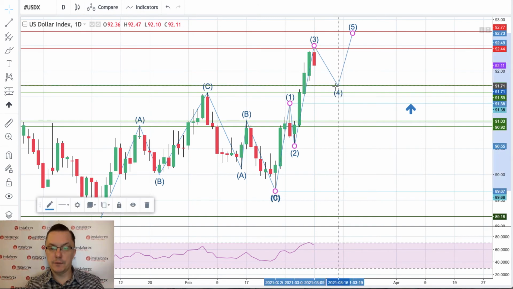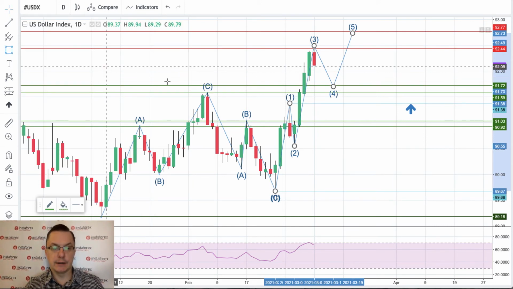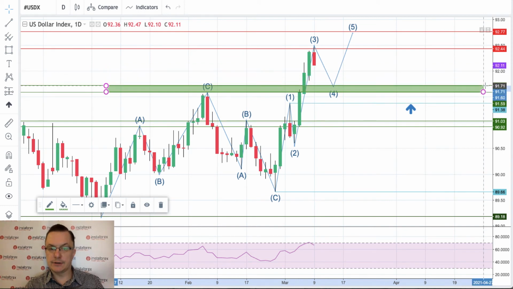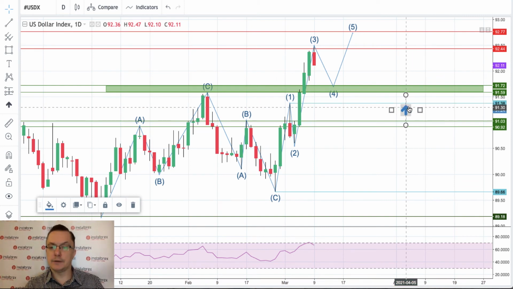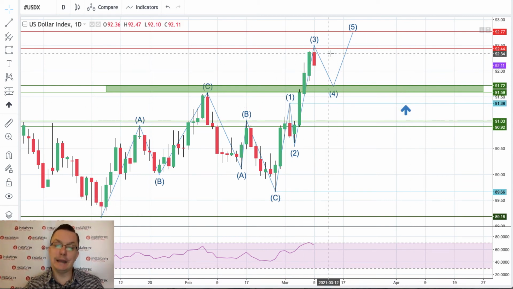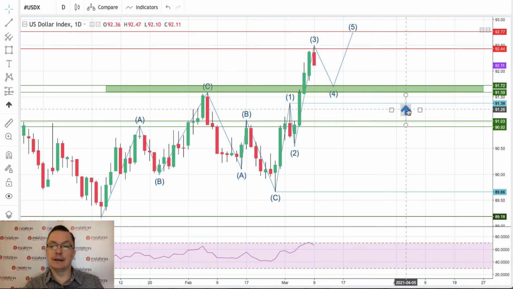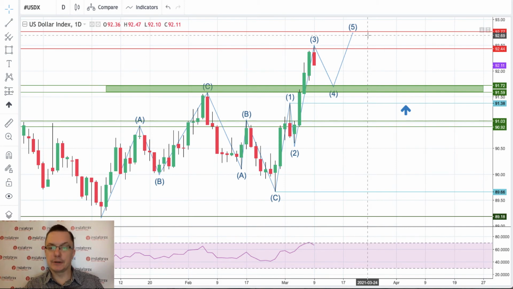So right now this is our zone, this is our target for the wave 4 and our demand zone for the bulls, of course, so we can make it green. And there you go, here comes the green rectangle. So this is now our green zone. It's a key level from the technical point of view. From the Elliott wave perspective, the high of the wave 1, 91.38, is the key level, because it's an impulsive wave invalidation level. So please keep an eye on the US dollar index as well.